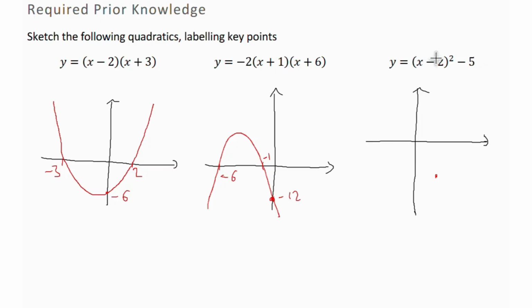When x is 0, we get -2 squared, which is 4, -5 is -1. So it's going to go below the axis. So our quadratic is going to come down to its vertex and then back up again. We said that point there was -1, and the coordinates of the vertex were 2, -5.